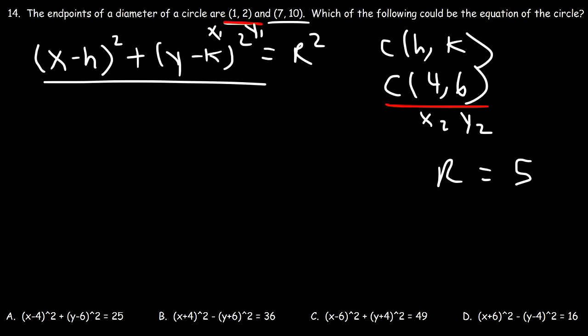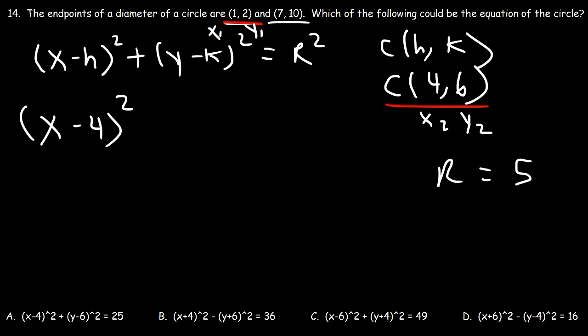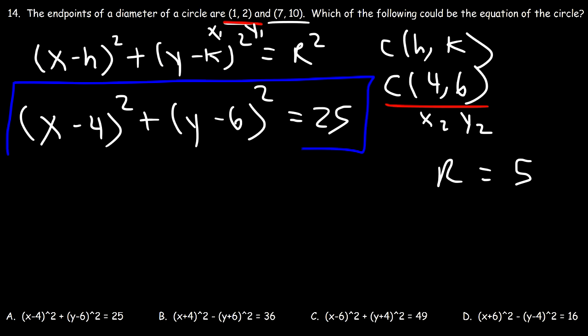So now let's use this formula. So h is 4, k is 6, and r is 5. So 5 squared, 5 times 5, that's 25. So this is the equation of the circle in its standard form, which means A is the right answer.